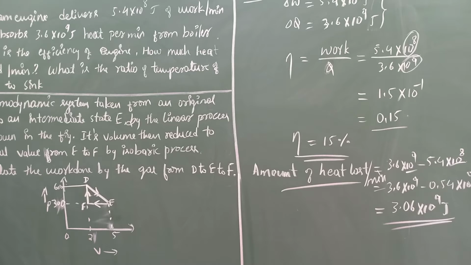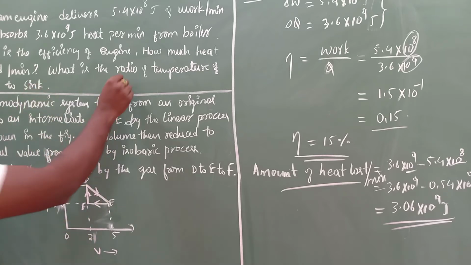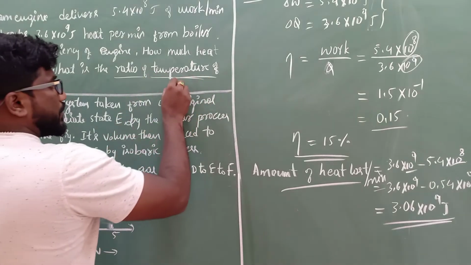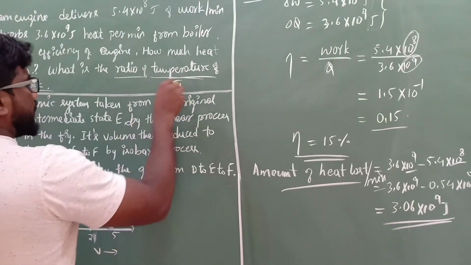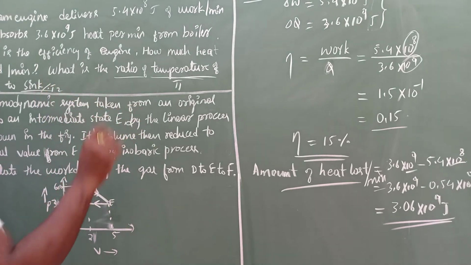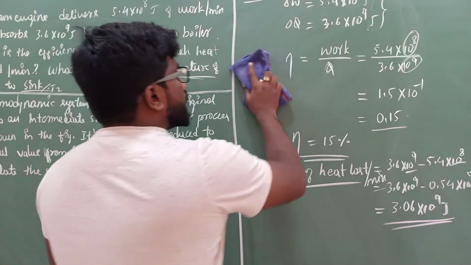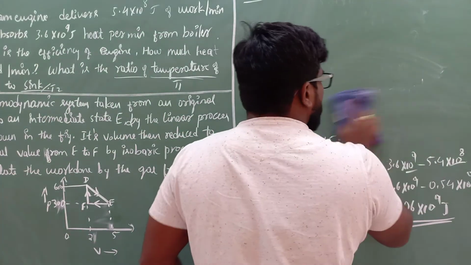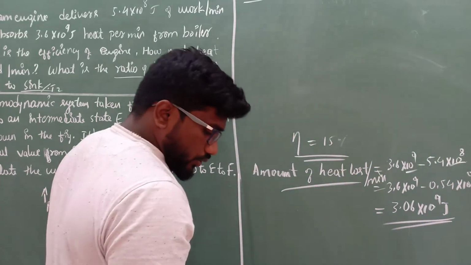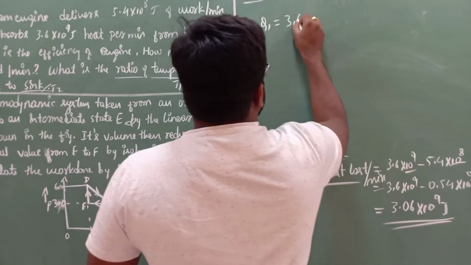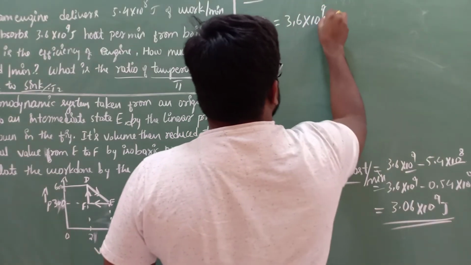Again, we have to find the ratio of temperature of source to the sink. But we don't have the value of temperature. Here you need to find the value of T1 divided by T2, but we don't know the values of T1 and T2. We can find it out. We have the values of Q1 and Q2. What is the value of Q1? Q1 is equal to 3.6 into 10 power 9 joule.